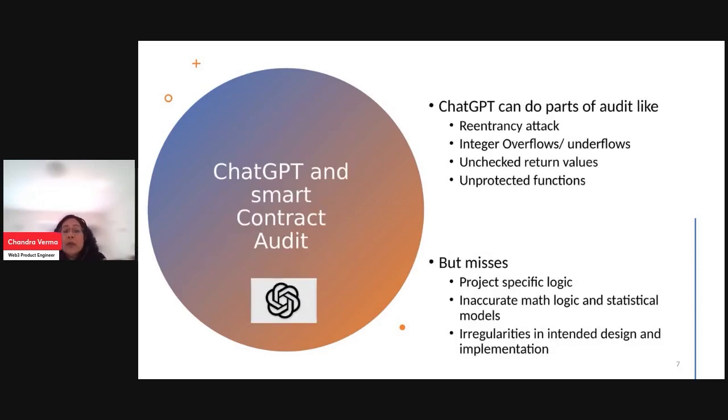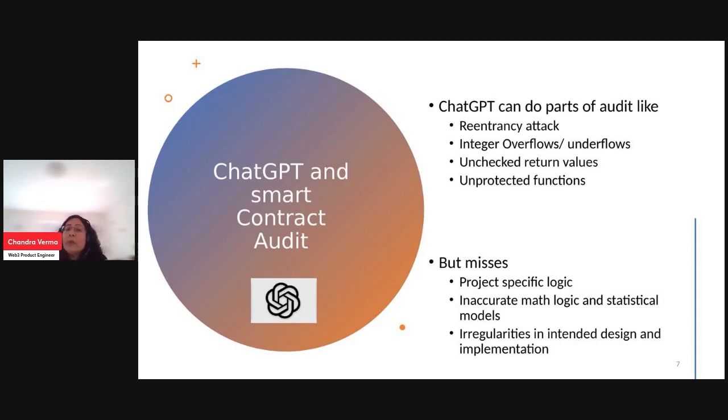Everybody is talking about ChatGPT nowadays. So why not a smart contract audit too? The smart contract audit process has also been tried with ChatGPT. ChatGPT is not perfect. You cannot rely entirely on it because it is based entirely on trained data. It cannot take its own decisions.